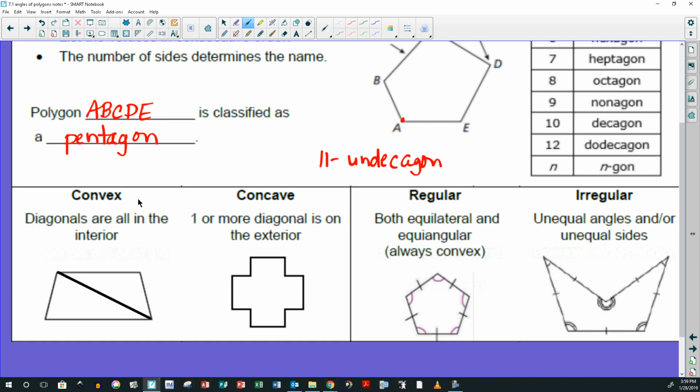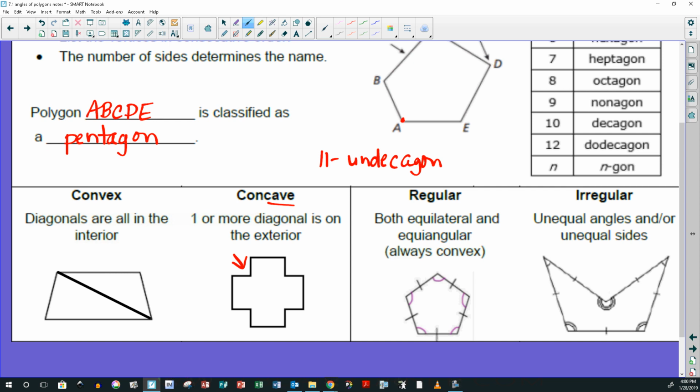Make sure you know the difference between convex and concave. We can get all fancy talking about the diagonals are all on the interior, or if one of yours is on the exterior, it's concave. In all reality, if the figure caves in, it's concave. That's the easiest way. So if it caves in, it's concave. If it doesn't, it's not.